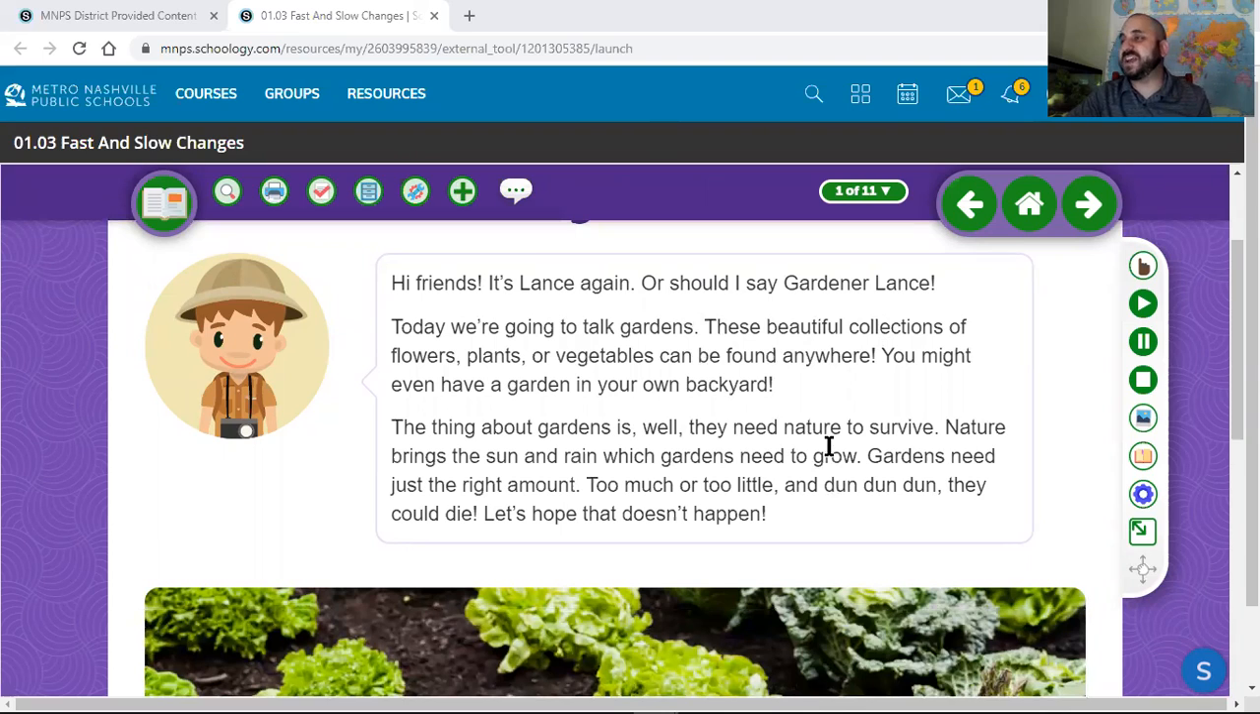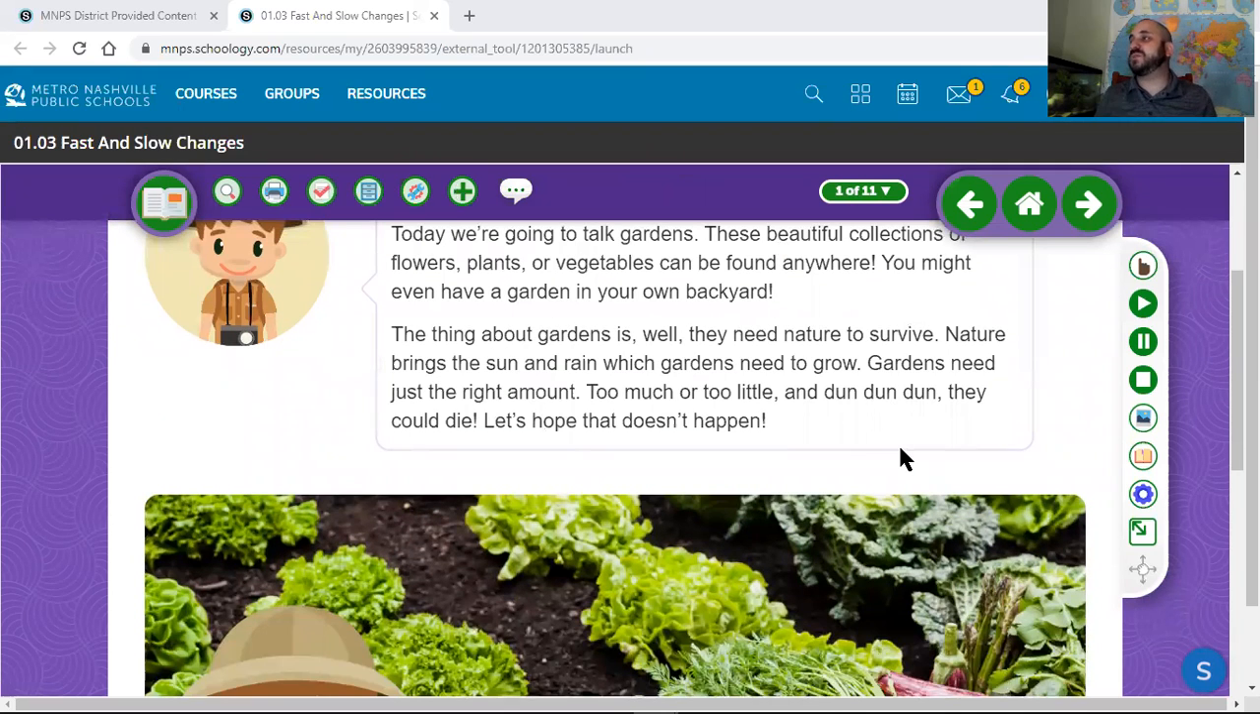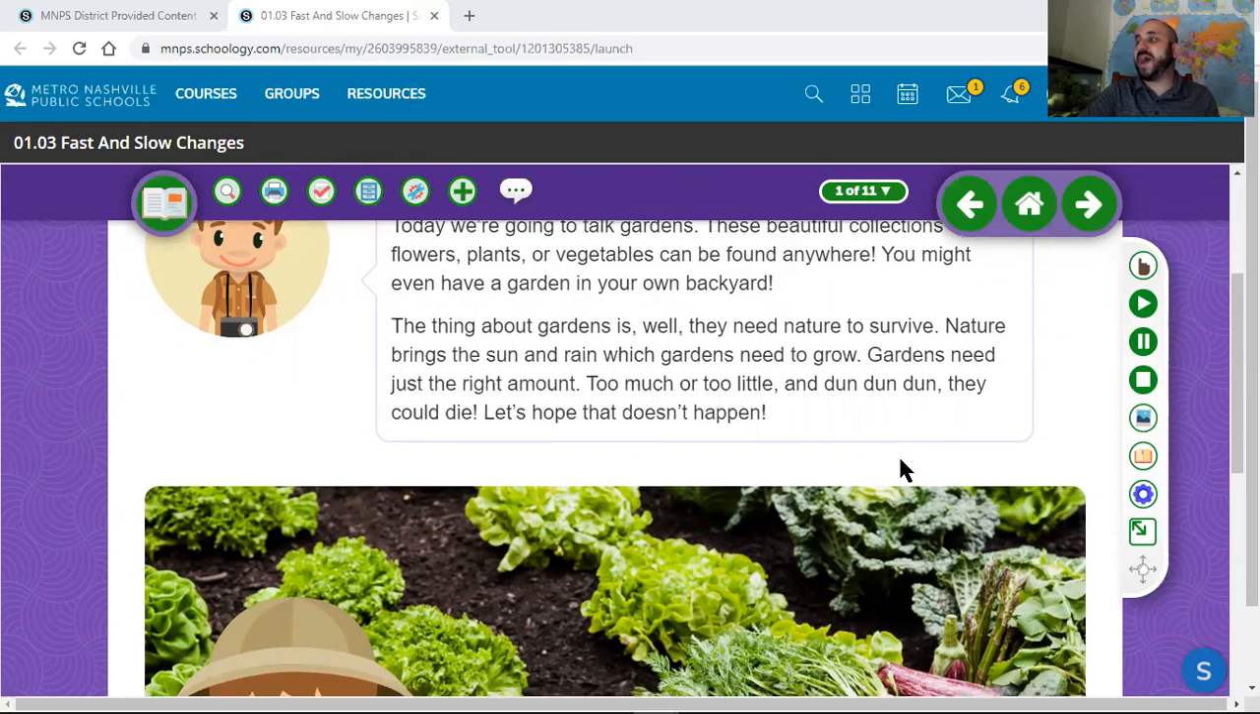Hi friends, it's Lance again, or should I say Gardener Lance. Today we're going to talk about gardens. These beautiful collections of flowers, plants, or vegetables can be found almost anywhere. You might even have a garden in your own backyard. I know I sure do. The thing about gardens is they need nature to survive. Nature brings the sun and the rain which gardens need to grow. Gardens need just the right amount. Too much or too little, and they could die. Let's hope that doesn't happen.